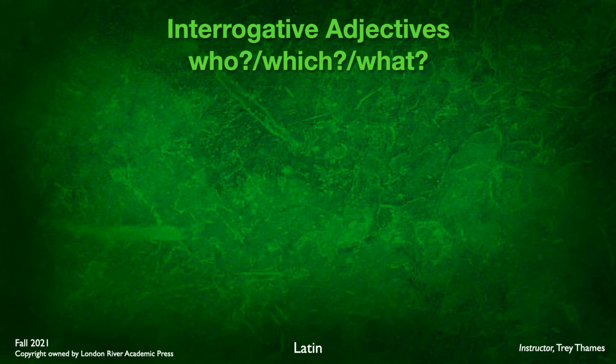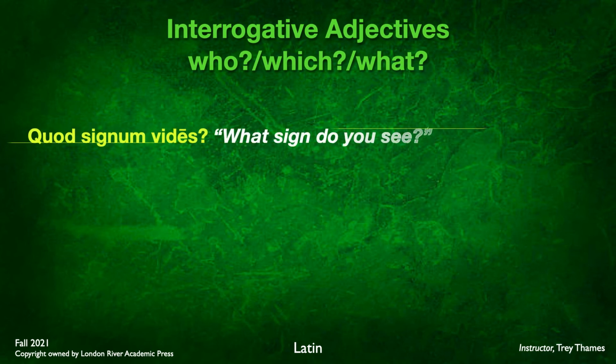But let's look at a couple of examples here. Quod signum vides. Quod is our interrogative adjective. It's accusative singular. And the translation here, vides, you see, quod signum, what sign? And of course, because it's a question, you say, what sign do you see? Quod signum is our direct object. We'll look at a diagram of this in just a minute.